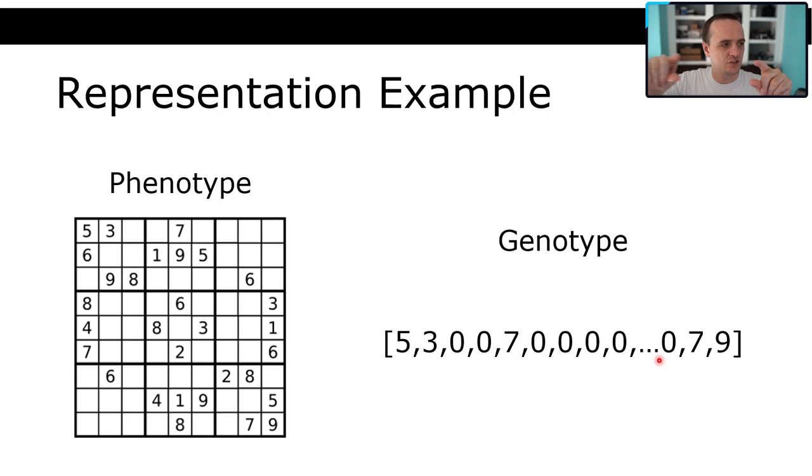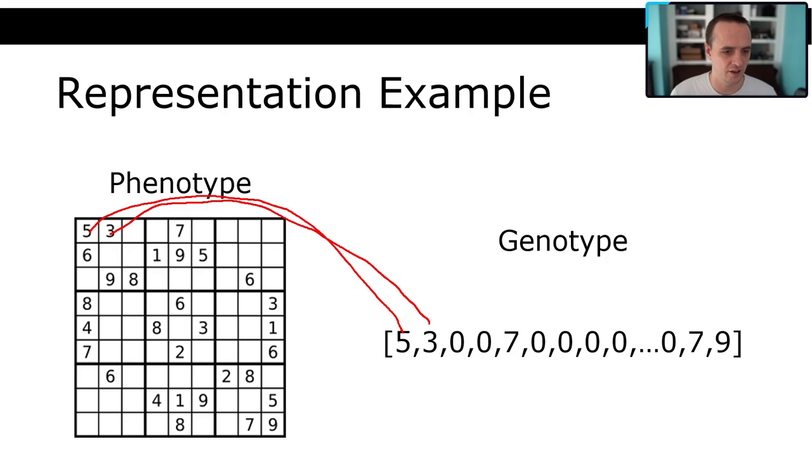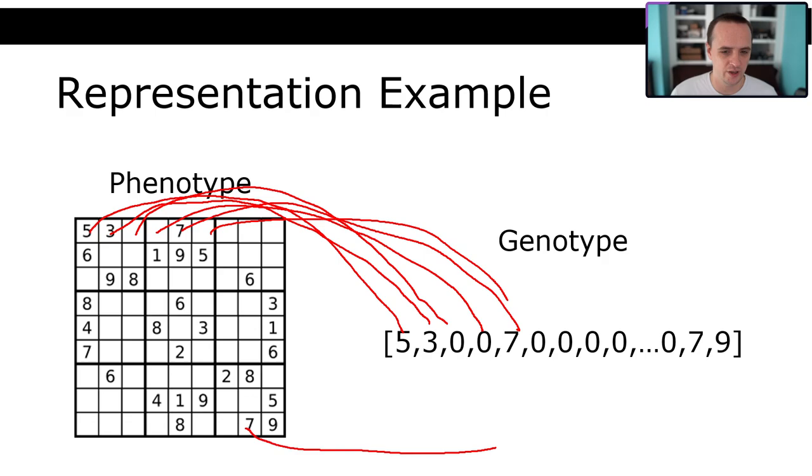For a Sudoku board, it's really, really easy. Let's go through from left to right up on the top. This 5 is the first thing in the genotype. This 3 is the second thing in the genotype. This isn't filled out, so we call it a 0. This isn't filled out, so we call it a 0. Here's a 7. And we go on and on until we get down to the 7 and the 9. So this is a very intuitive example where we take the phenotype, which is the candidate solution in the actual problem space, and we map it to a genotype, which is an individual in the population of the evolution space. That is the important exam-question type thing, wink, wink, that is very important to understand when it comes to evolutionary algorithms.